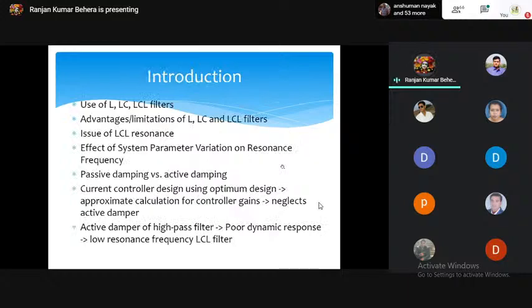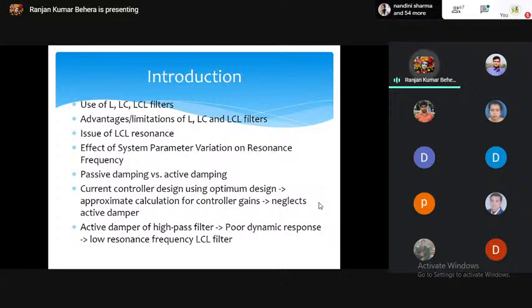Okay. So what is important here? The use of LCL filter. And there are advantages and limitations of this one. The issue of LCL resonance is the biggest in our design aspect. And then the effect of system parameter variation on the resonance frequency.